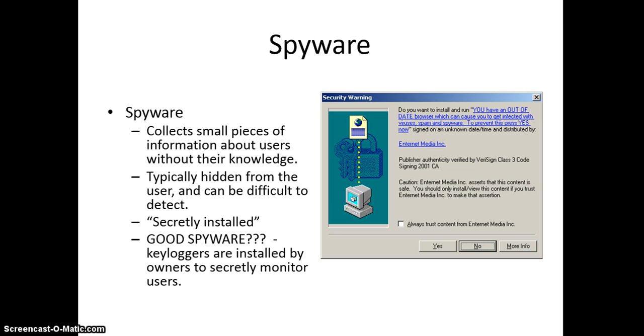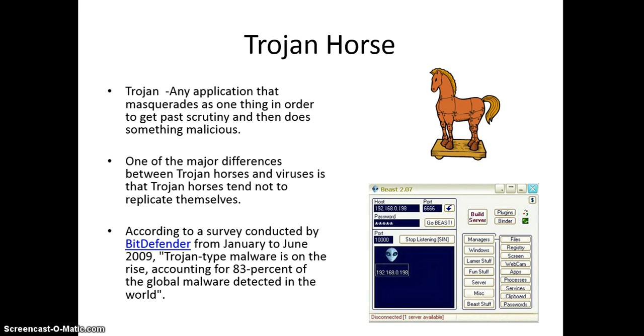So spyware is very similar, except it is secretly installed. Things like keyloggers and other things that may be hidden from you innocuously. What they do is collect these small pieces of information without your knowledge, and that's the distinction here, without your knowledge, and then send it off to a particular person that's interested in that information.